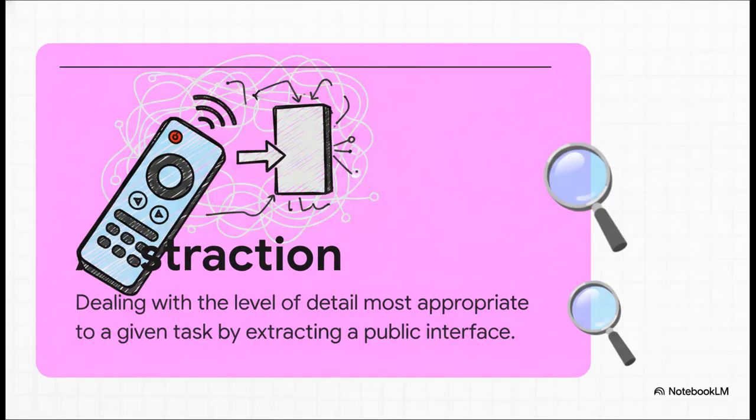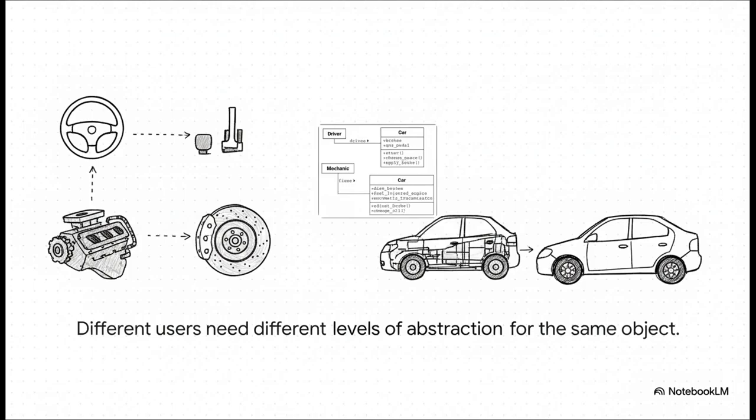First one up is abstraction. Just think about your TV remote. You press the volume up button, and the sound gets louder. You have no idea what's happening inside, the infrared signals, the circuitry, and you don't need to. Abstraction is the art of hiding all that messy complexity and just giving you a simple set of buttons to interact with. This car diagram is a perfect example of that.